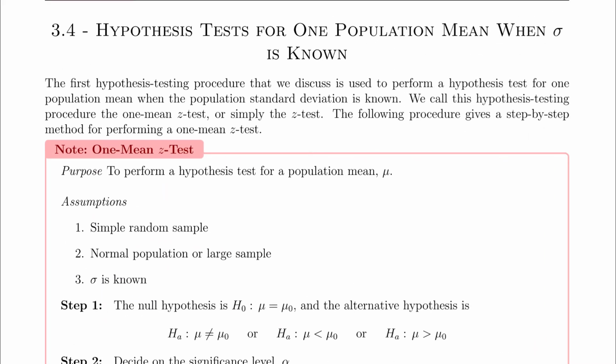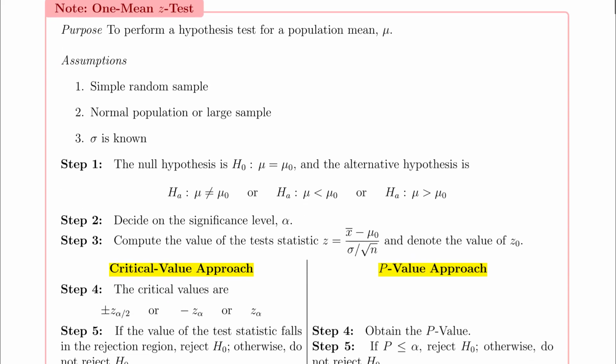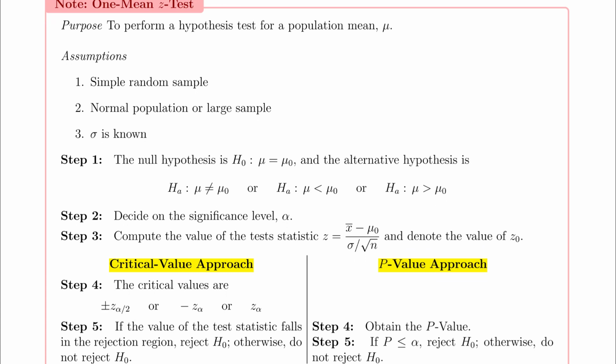Good morning, guys. Today we're going to look at a comparison, essentially, of the two sets of notes that we've looked at over the last 2 days. We're going to compare the critical value approach to the p-value approach and show the similarities and the differences between these two tests. What you see right now in the red box is what we call the one mean z-test, which is what we've been doing for the last 2 days.